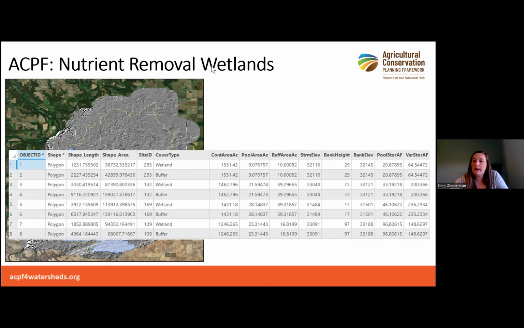And then, are nutrient removal wetland locations only identified along ephemeral flow paths? Yes, that's correct. Nutrient removal wetland locations in the ACPF are only going to be identified along those flow paths. So they're not going to be identified along perennial, always-flowing streams, and they're also not going to be identified in areas where a flow path is absent. That's a great question.